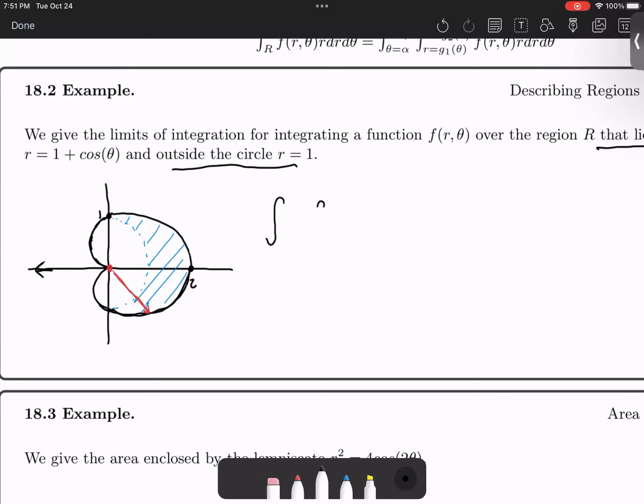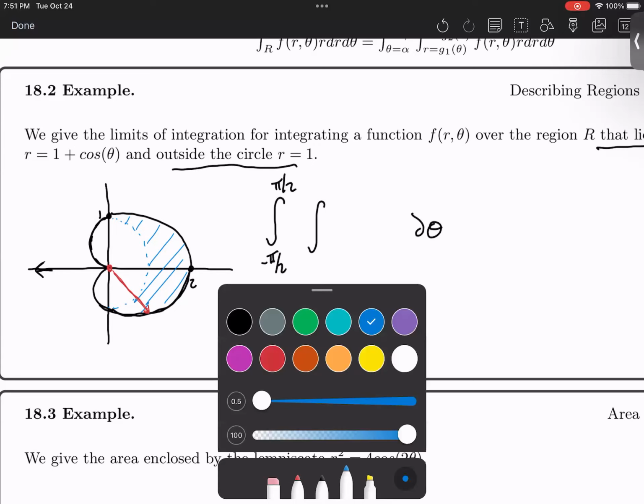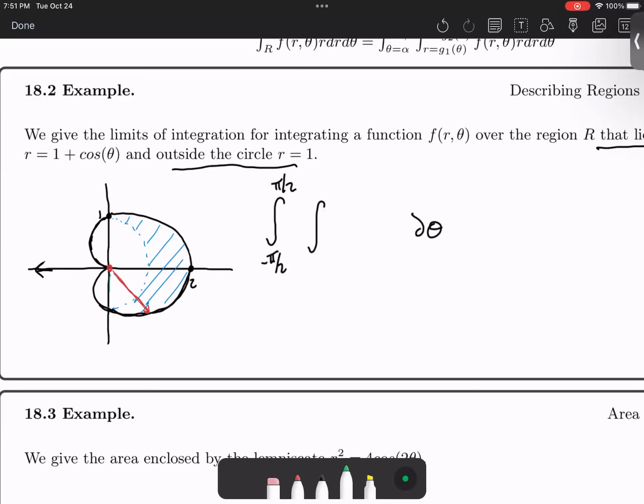Then my iterative integral for theta is going to be between minus pi over 2 to pi over 2. So the outside integral, theta, is going to run from minus pi over 2, and it's going to swing all the way up to positive pi over 2, right? Because I want to collect all of this area. So my angle is going to swing from all the way down here to all the way up there.